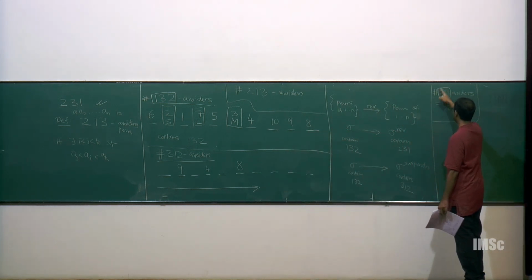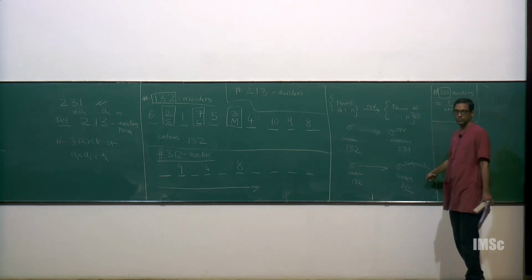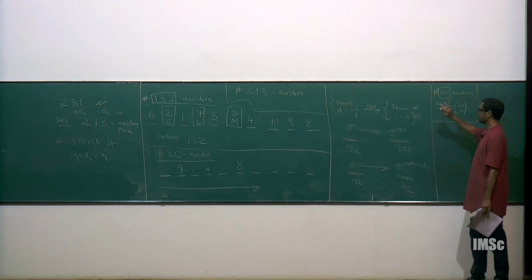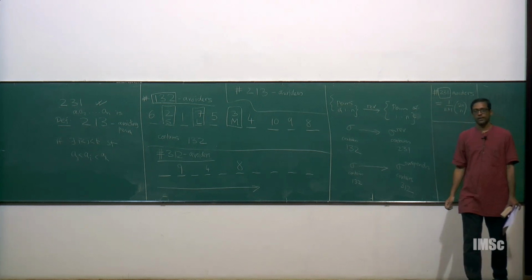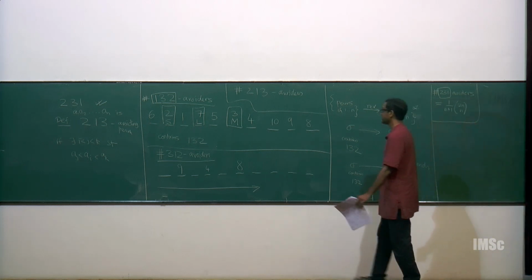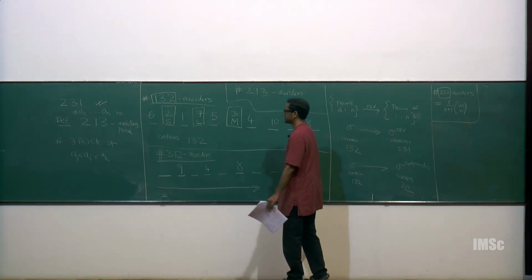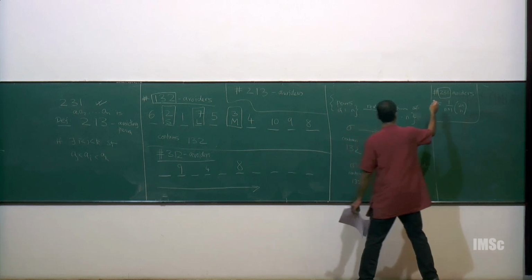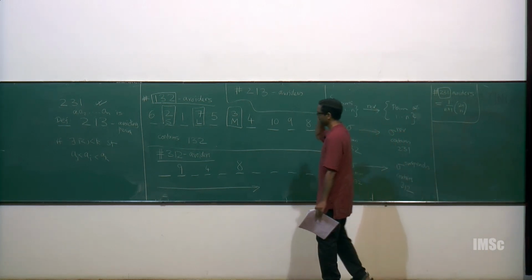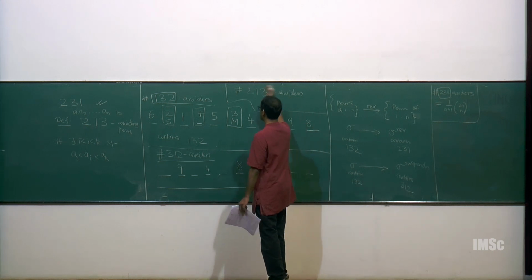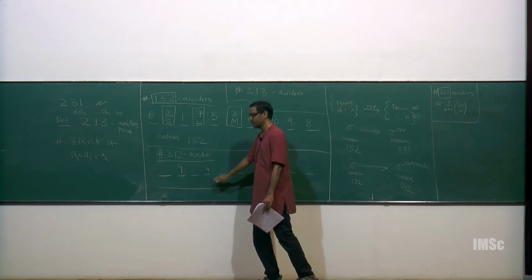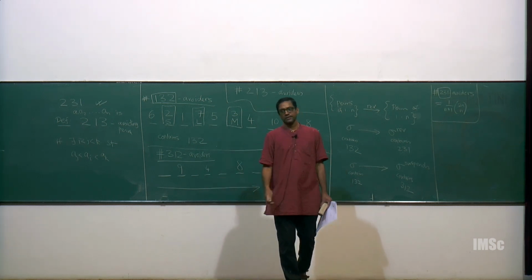How do I get them? I take 2, 3, 1 and I apply sigma swap ends. So if something contains 2, 3, 1, the swapped guy will contain 2, 1, 3. So all these 4 are the same. So here's a very, very interesting fact: the number of permutations which avoid 2, 3, 1 is equal to the number of permutations which avoid 2, 1, 3, is equal to this and equal to this. All 4 are equal to the Catalan number.